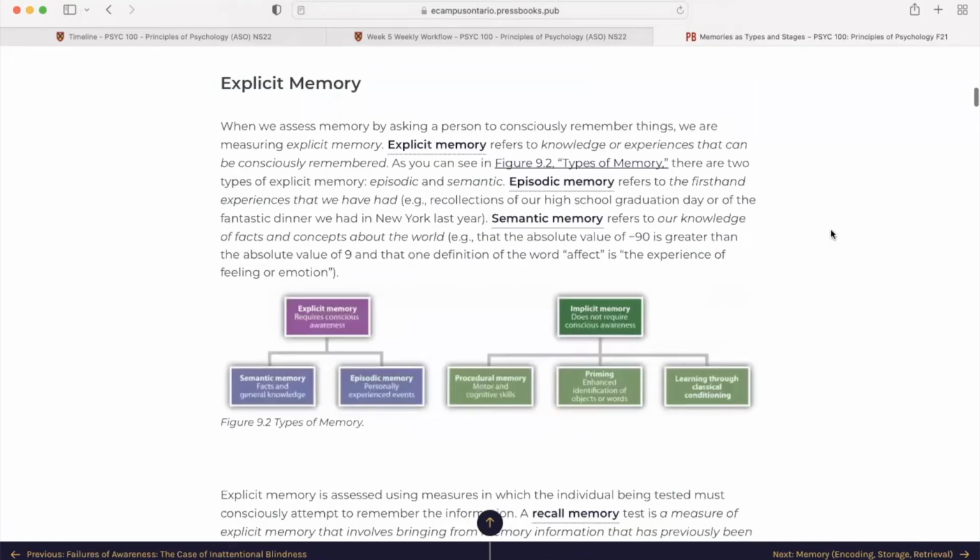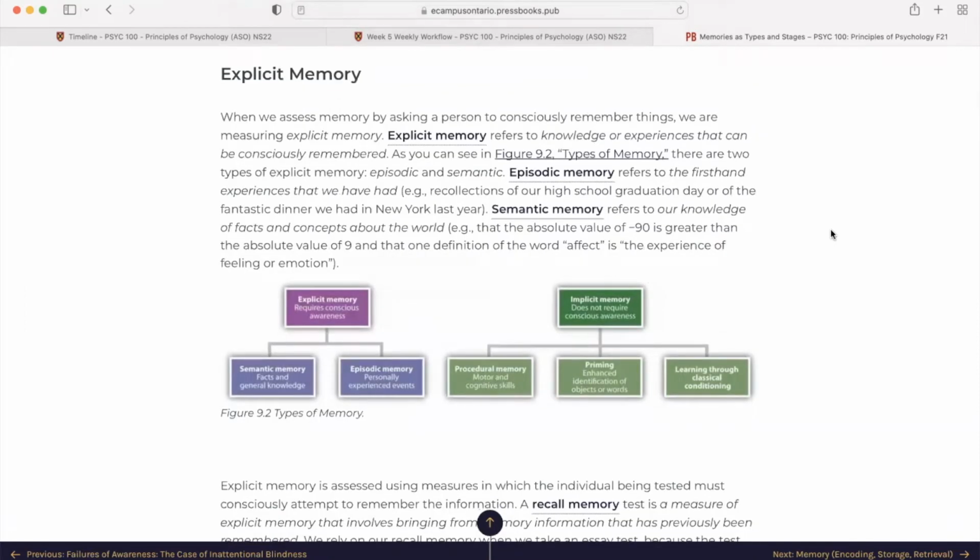So let's begin with explicit memory. When we assess memory by asking a person to consciously remember things, we are measuring explicit memory. Explicit memory refers to knowledge or experiences that can be consciously remembered. I have another figure here we'll go over in a minute. In this figure, there are two types of explicit memory: episodic and semantic.